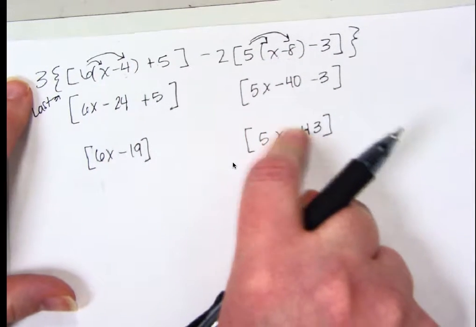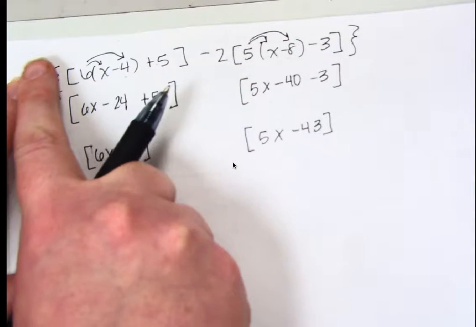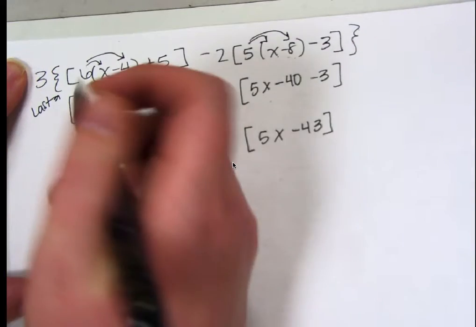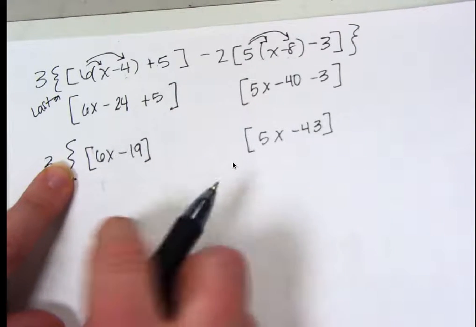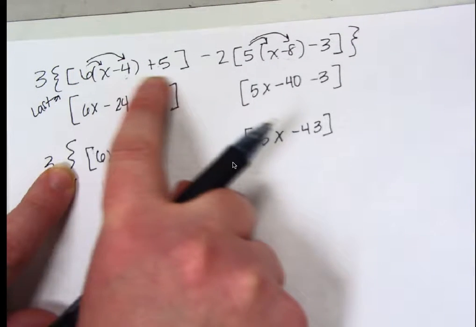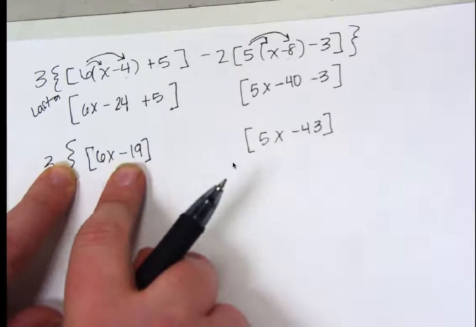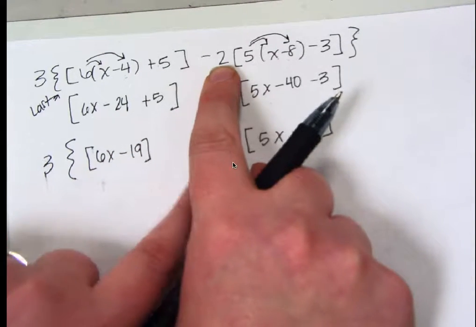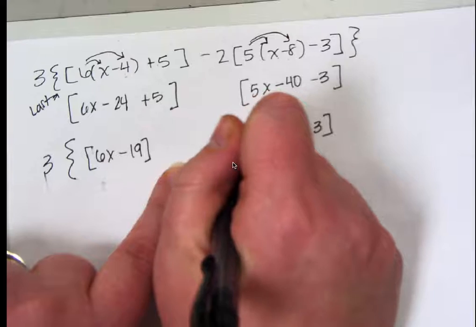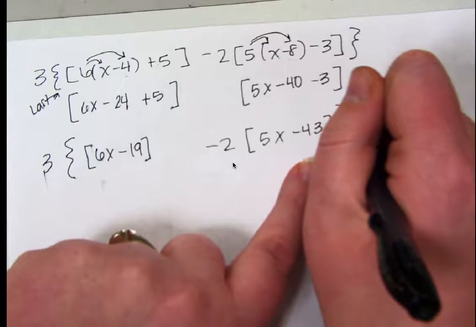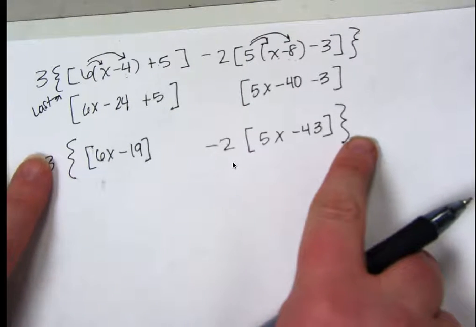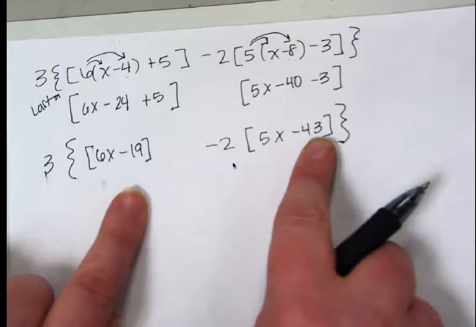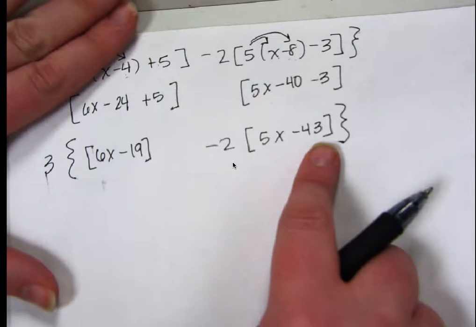Now I want to carry down what I haven't done yet. Starting on this side, I haven't done the 3 and the curly brace. This whole chunk went down to 6x minus 19. I haven't done this -2 yet. And then there's the curly brace at the end. Okay, so notice how we're reducing some terms. It's looking a little bit easier. It's still hard.